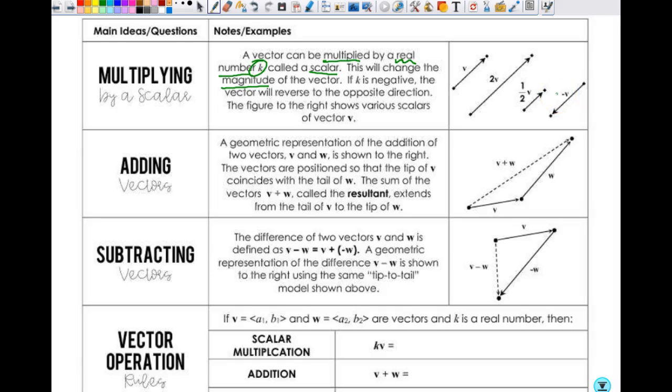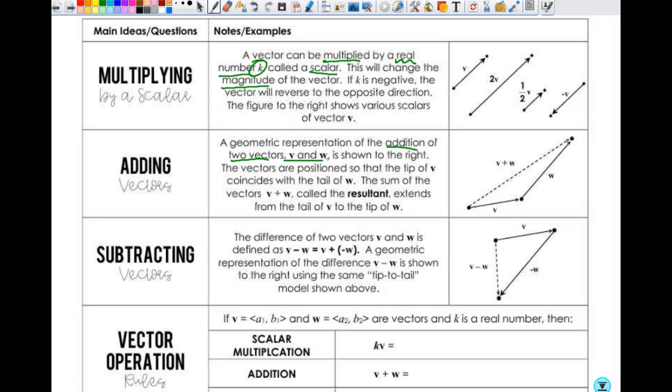Okay. So when we add vectors, a geometric representation of the addition of 2 vectors, v and w, is shown to the right. Because you can pick up the vectors and move them around as long as you don't change the angle or the length. So w equals negative w because of the same size. The absolute value of them equals that. Yes. So I can move them.